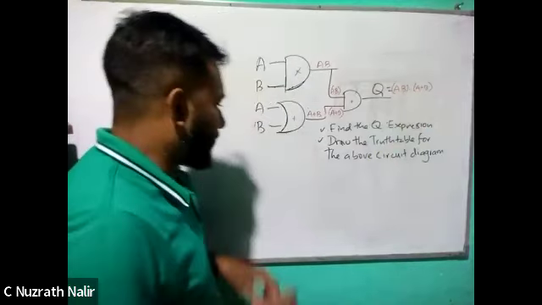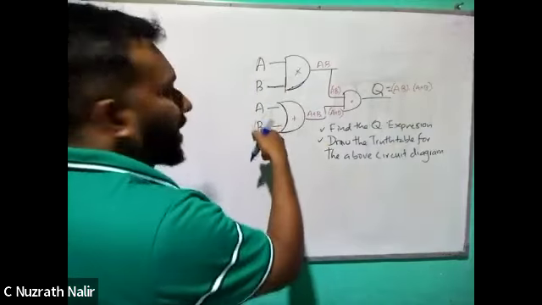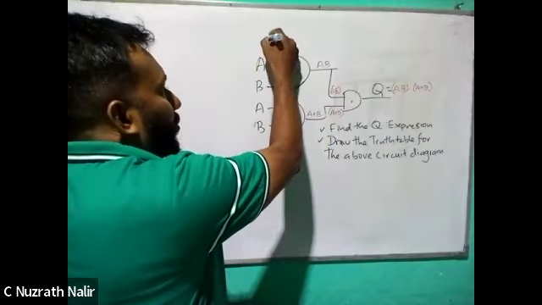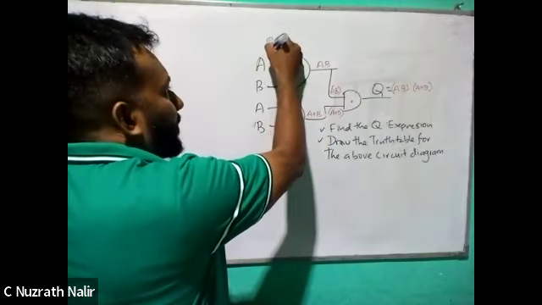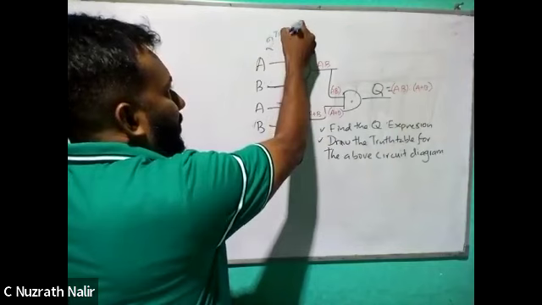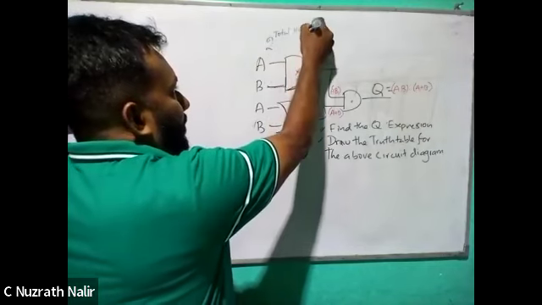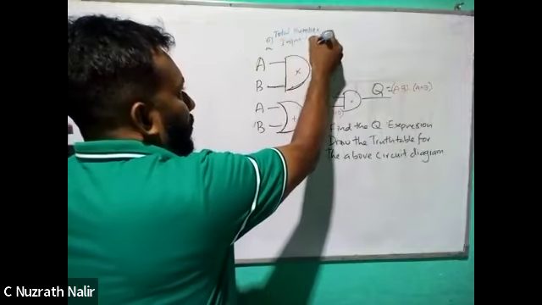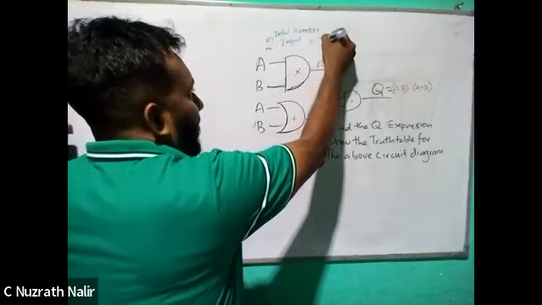Now the truth table, you can see here, how many elements are there? A and B, which means 2 to the power of the total number of inputs equals the number of lines.